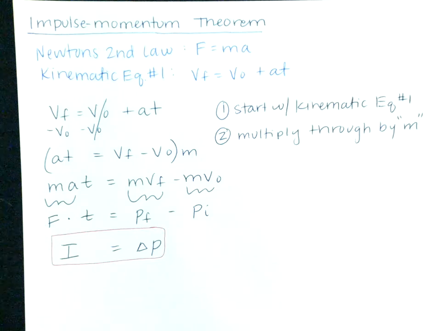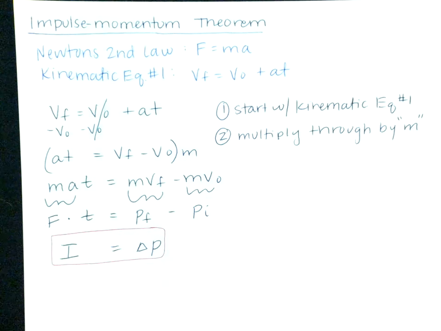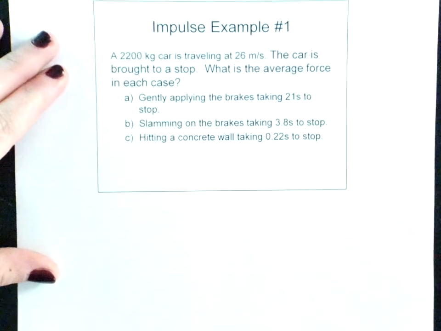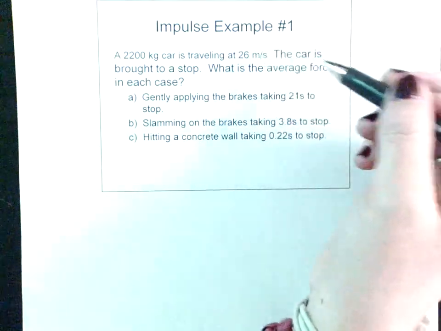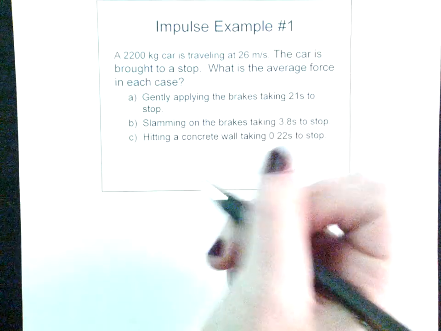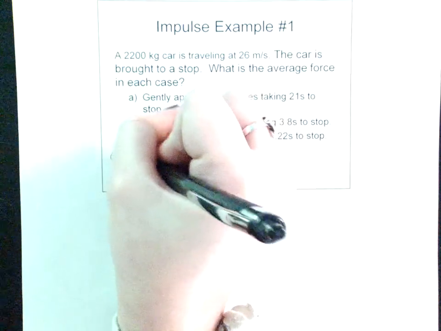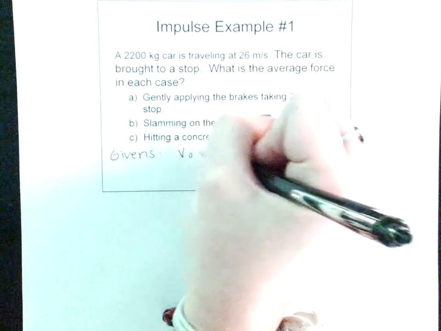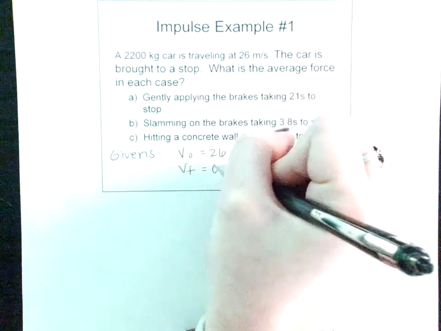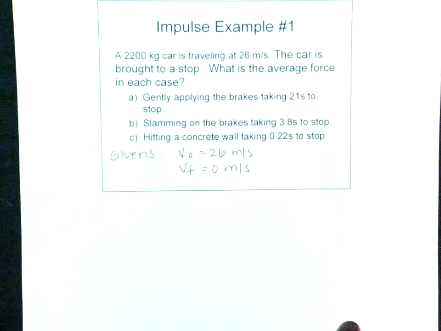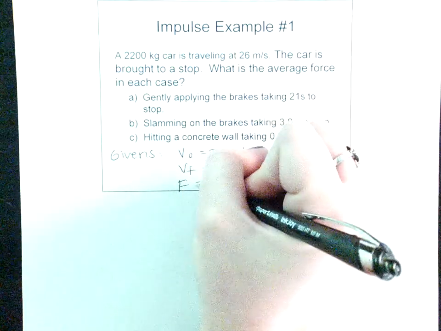Okay, let's go ahead and do an example problem using this. So example number 1, a 2,200 kilogram car is traveling at 26 meters per second. So that's its initial velocity. The car is brought to a stop. So let's go ahead and write down our givens. V initial equals 26 meters per second. It's brought to a stop, so that means v final equals 0 meters per second. We want to know what is the average force in each case, so we're looking for F.